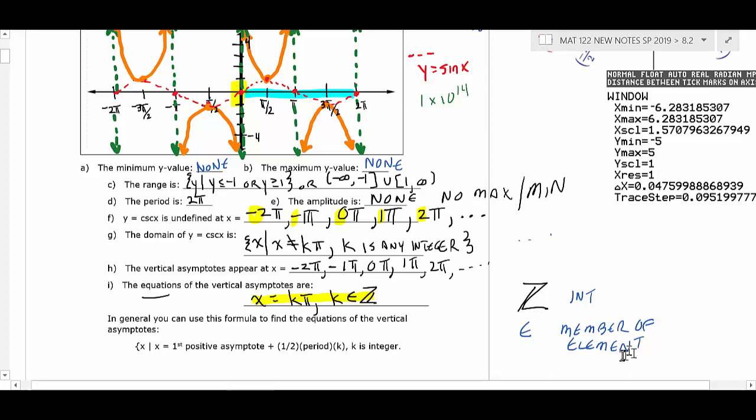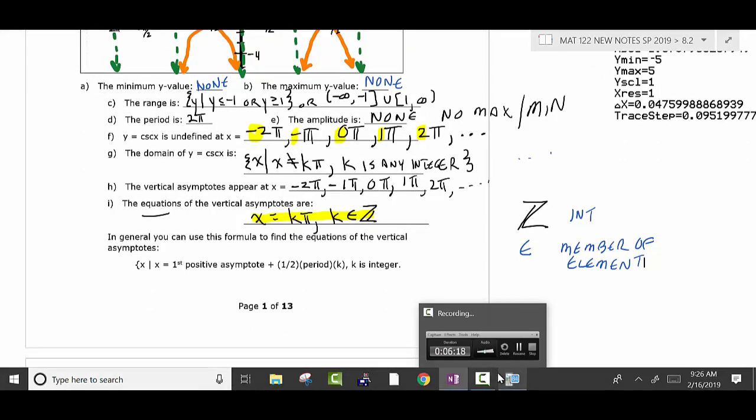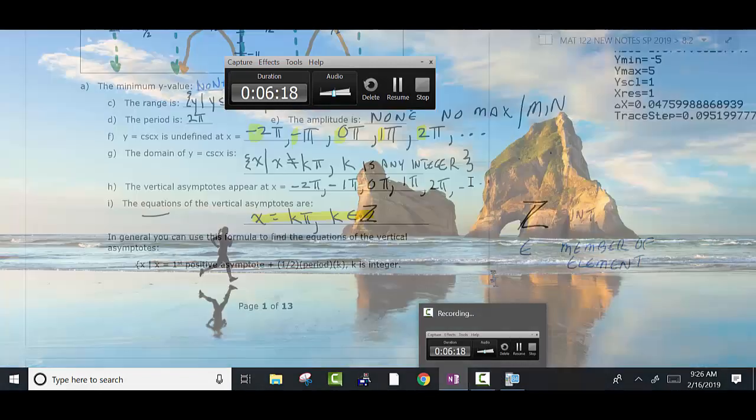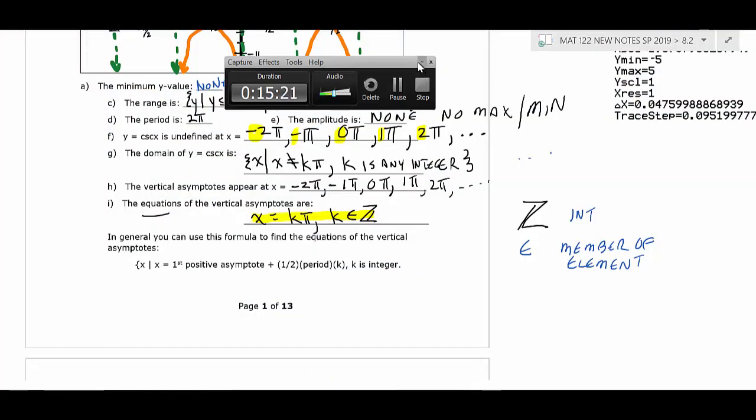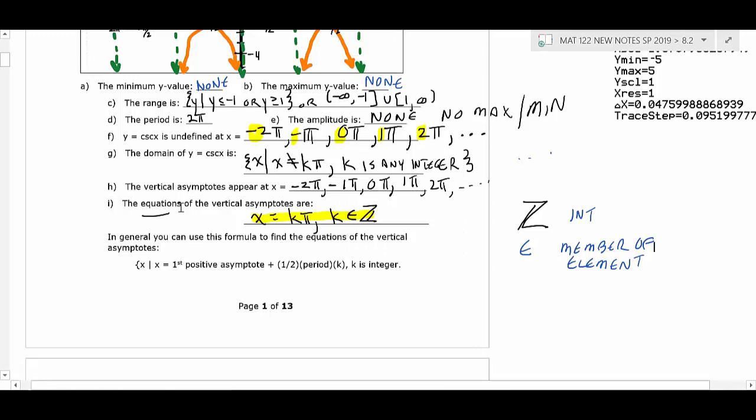One other thing I want to mention on this just for a minute here is you basically have a formula that you can use also. I always recommend to students just write out where the asymptotes are and then see if you can see a pattern that allows you to write a formula. If you have trouble seeing the pattern, you can do this. So this formula goes like this.